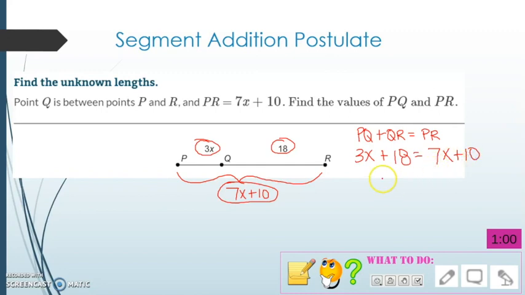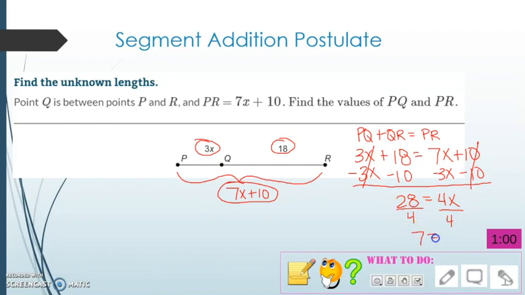Now we use some of our algebra knowledge to solve for x. I'm going to subtract 3x from both sides, and I'm going to subtract 10 from both sides. So this is gone, and I'm left with 28 is equal to 4x, and the 10s are gone. Divide by 4 on each side, so we have 7 is equal to x. Is that our final answer? No, it's not. We want to find the values of PQ and PR.